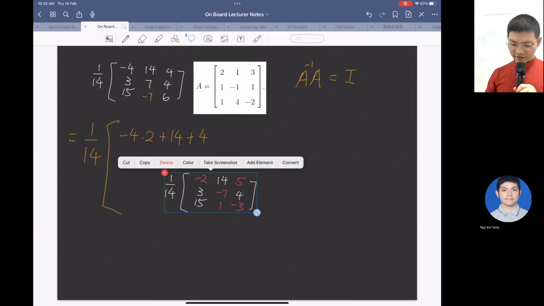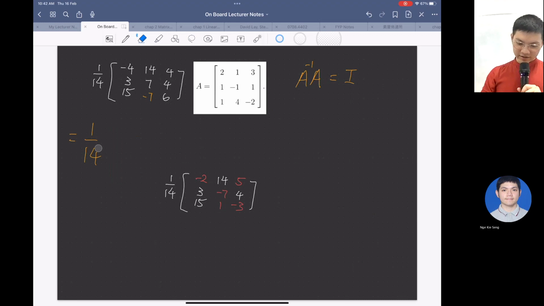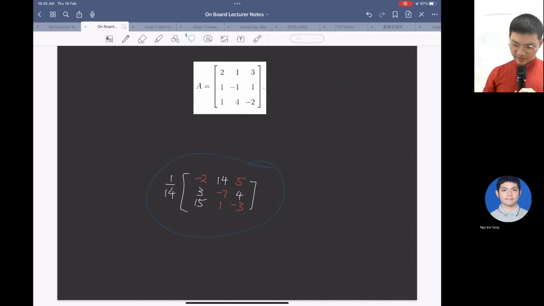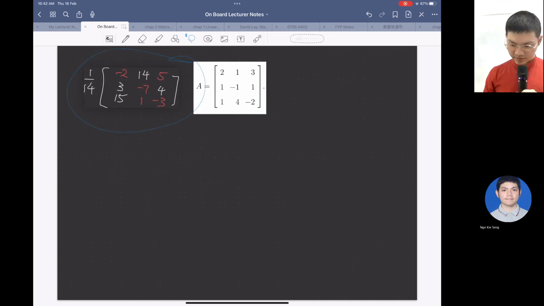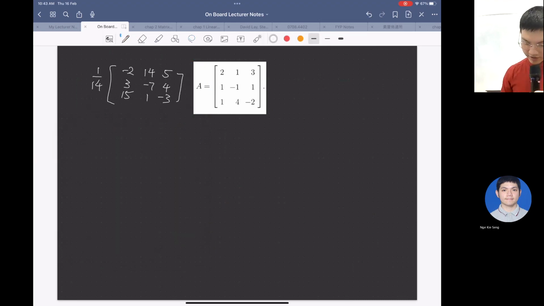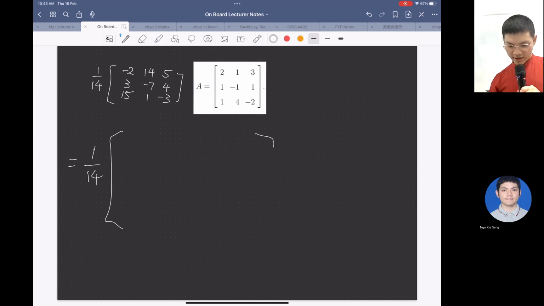So this is the usual life process. Let's try this again. Move it up, move this up, and then make it color. Okay, let's try again. Start again. So we want 14 in the first entry: -2 times 2 plus 14 plus 5.